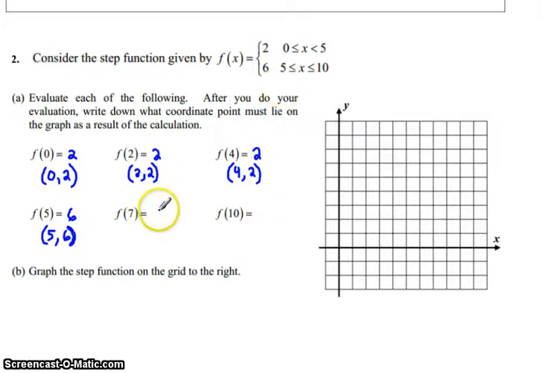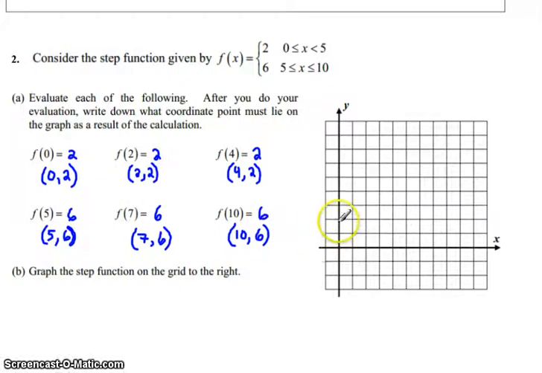f of 7 is also going to be 6 because that falls between 5 and 10. And finally, 10 is going to fall there too, so it's going to be a 6, and that gives us the point 10, 6. This just helps you determine what your step function is going to look like. And now they want us to graph it. So we can plot these points.